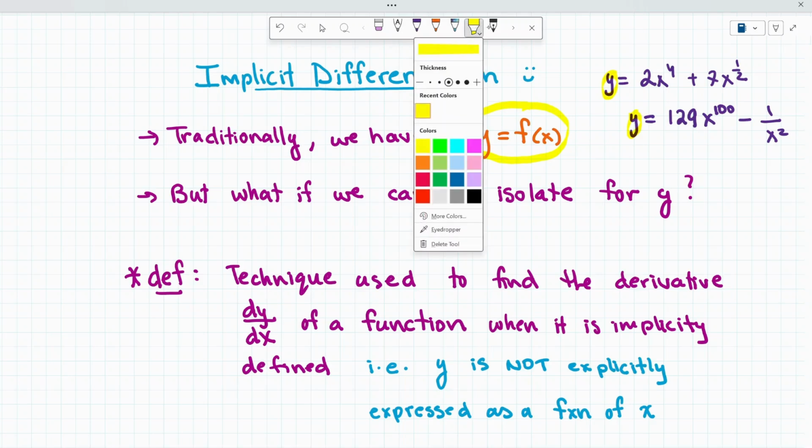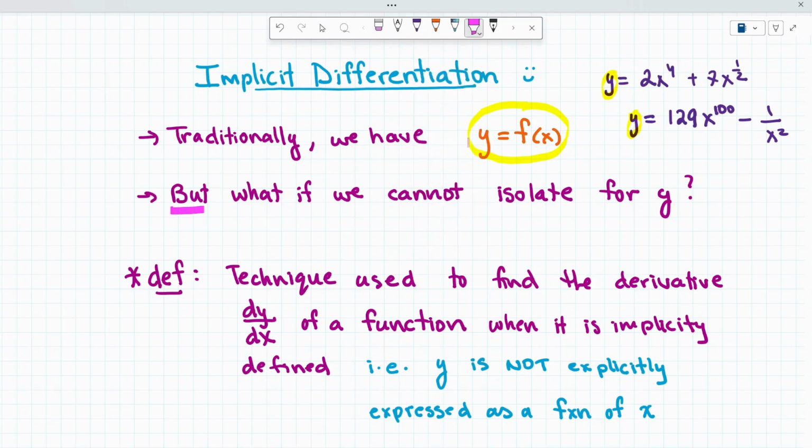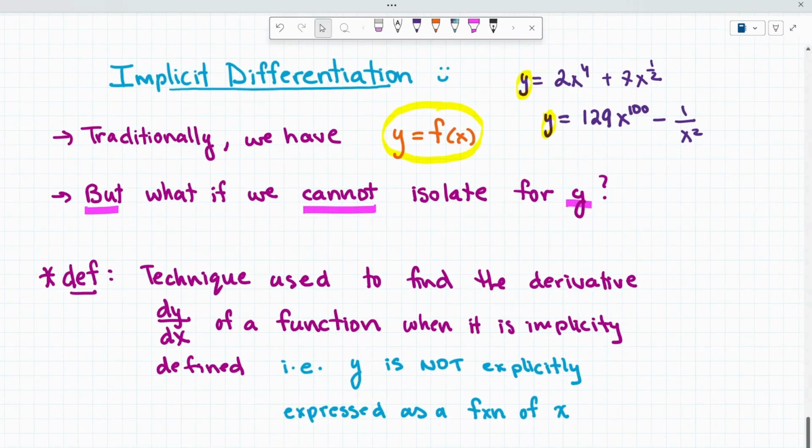So today we're going to consider a new case. What if we cannot isolate for y? What happens then? What if y is integrated within our functions? For example, what if we have something like 2y squared plus y equals x plus 1? What if we have yx squared equals y squared x plus or minus y to the 4?